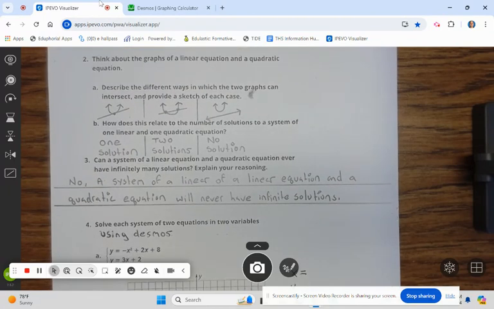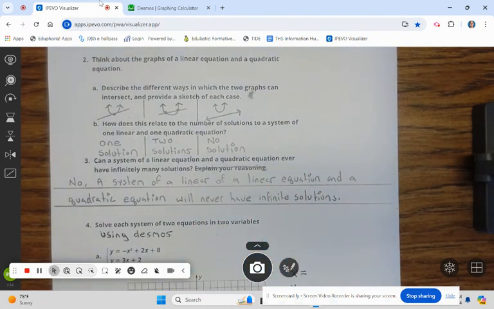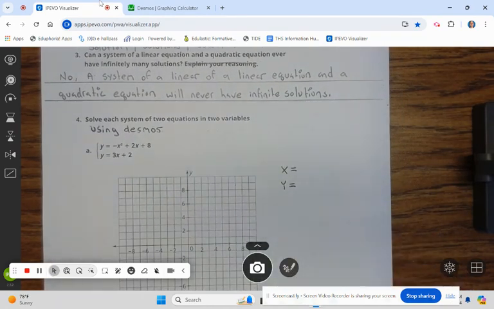All right, number 3. Can a system of a linear equation and a quadratic equation ever have infinitely many solutions? Explain your reasoning. No, a system of a linear equation and a quadratic equation will never have infinite solutions. All right, let's take a look at 4. Solve each system of equations in 2 variables using decimals. All right, so let's go ahead and do that.